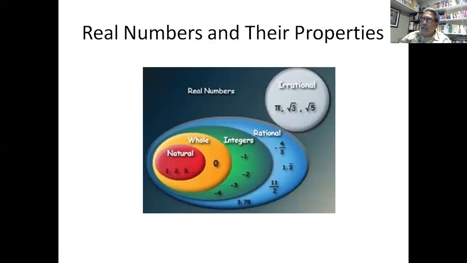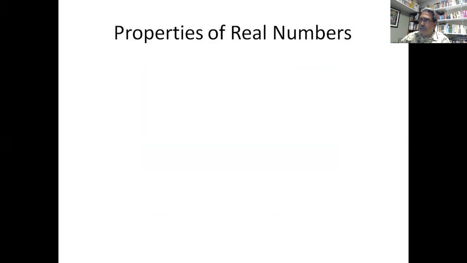We did this. Real numbers and their properties. The real numbers consist of irrational and rational numbers. Rational numbers consist of integers, whole numbers, and natural numbers. Irrational numbers are pi, square root of 3, and so on. It means the decimal keeps going. It doesn't stop. It's not a terminating decimal, and it's not a repeating decimal.